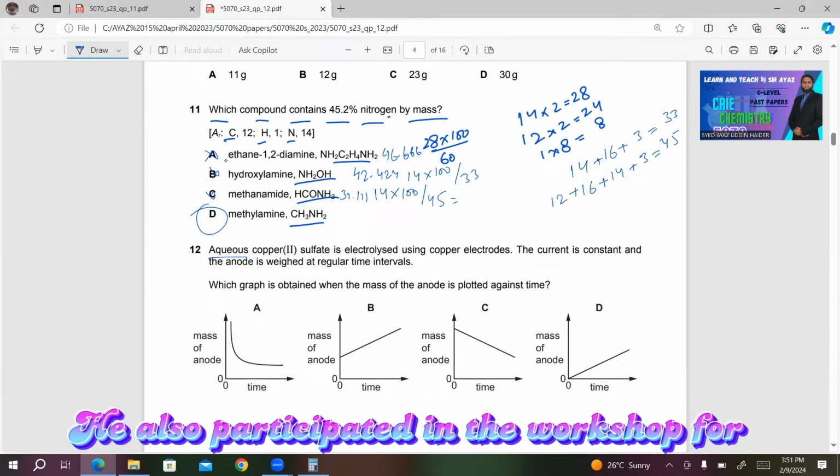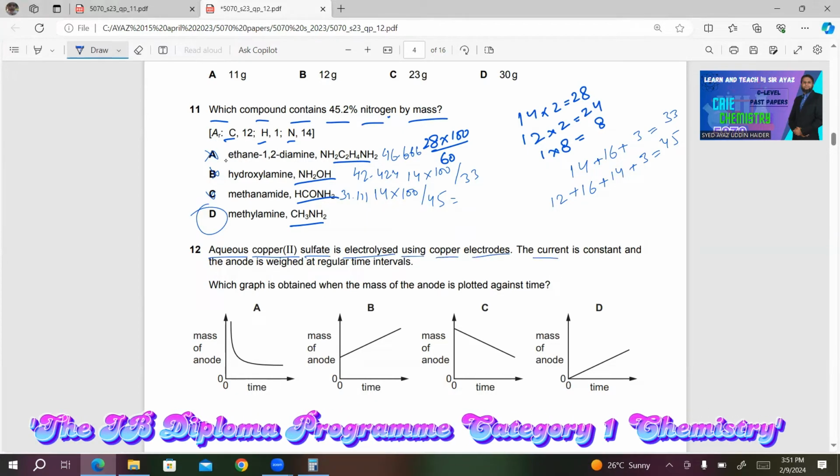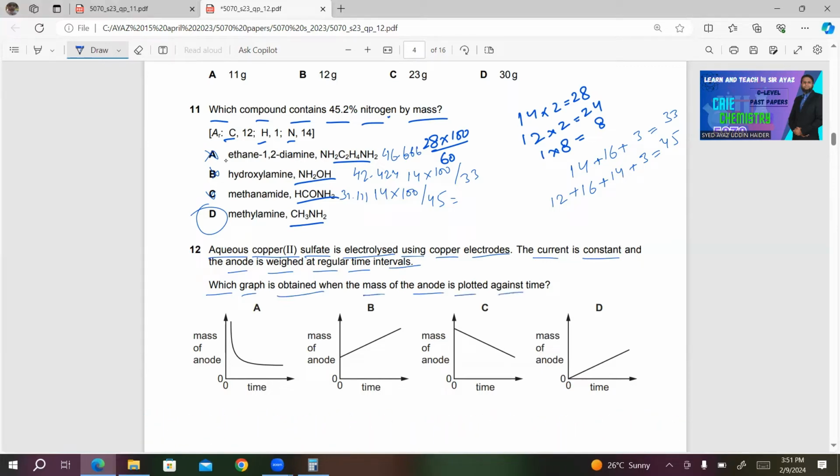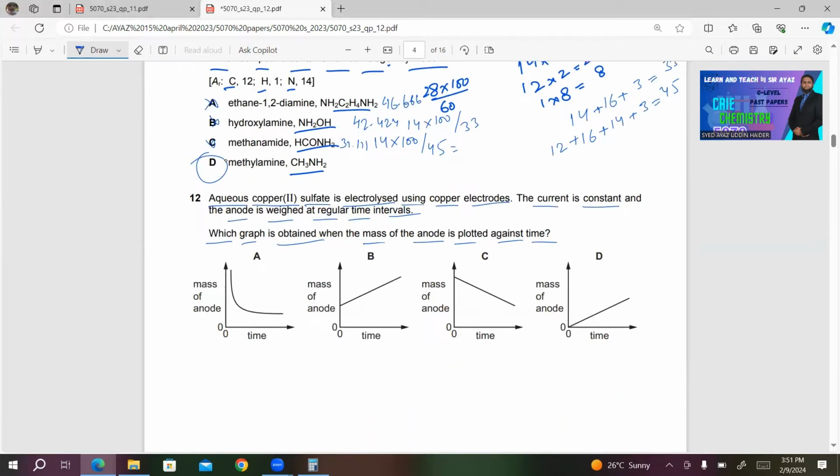Question 12. Aqueous copper 2 sulfate is electrolyzed using copper electrodes. The current is constant and the anode is weighed at regular time intervals. Which graph is obtained when the mass of the anode is plotted against time? So when we are electrolyzing copper 2 sulfate using copper electrodes, 2 things will happen. There is increase in mass of the cathode and decrease in mass of the anode. So the graph which shows the decrease in the mass of the anode will be the right one.